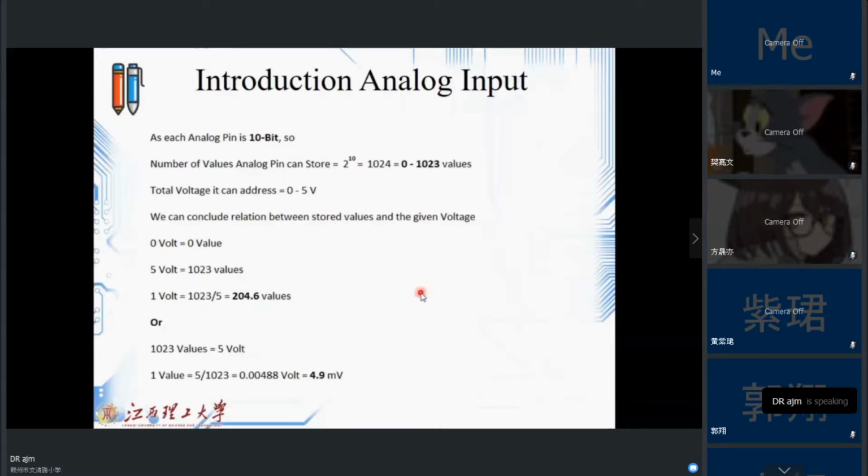Then each volt is equal to 204, or 204.6 values. Or we can find that each value is equal to 4.9 millivolts.